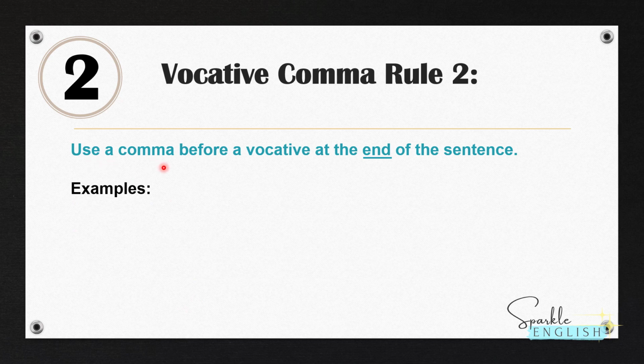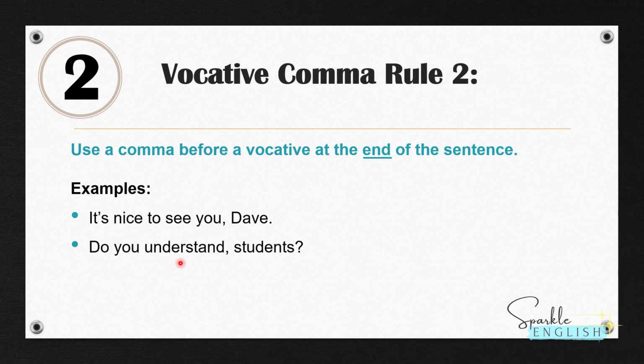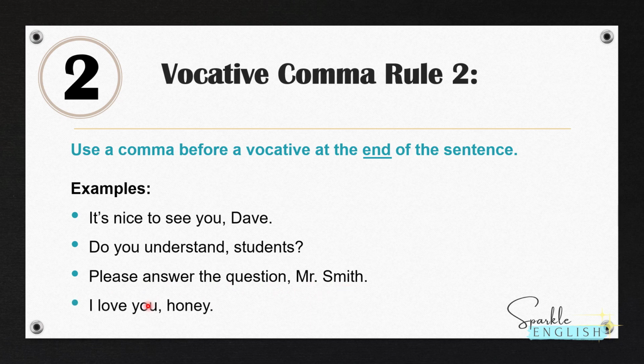Rule number 2, use a comma before a vocative at the end of a sentence. For example, "It's nice to see you, Dave." "Do you understand, students?" "Please answer the question, Mr. Smith." "I love you, honey." Again, in all of these sentences, we are talking to Dave, to the students, to Mr. Smith, or to honey, which is a nickname for the person's loved one.